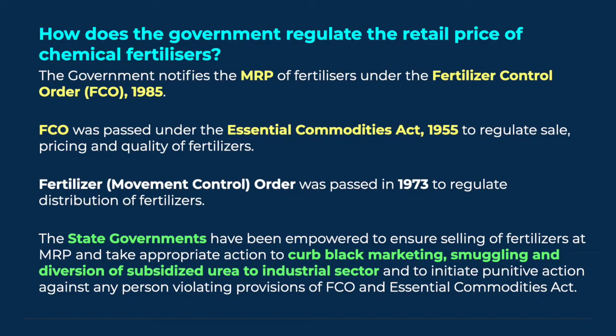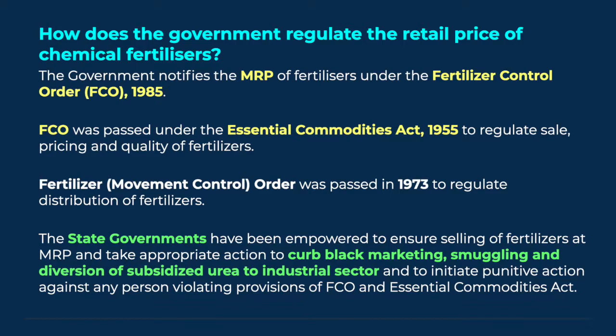Now the question is, how does the government regulate the retail price of chemical fertilizers? The government notifies the MRP of fertilizers under the Fertilizer Control Order 1985. FCO was passed under the Essential Commodities Act 1955 to regulate sale, pricing and quality of fertilizers. Fertilizer Movement Control Order was passed in 1973 to regulate distribution of fertilizers.